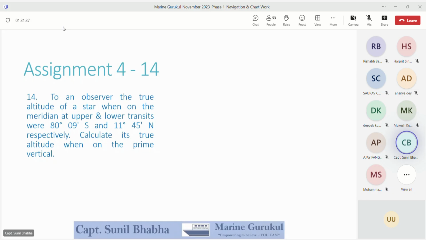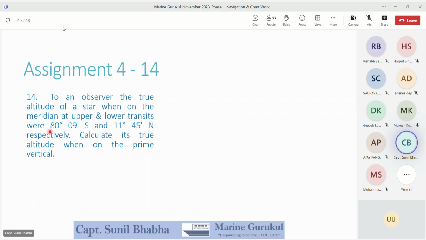Let's move on to the next question. To an observer, the true altitude of a star when on the meridian at upper and lower transits. So upper and lower transits tell us that this star is a circumpolar star. Only a circumpolar body transits twice in a day. Transit means it passes the observer's meridian, or it comes north or south of the observer 2 times in a day. And upper and lower transit occurs only if a body is circumpolar.